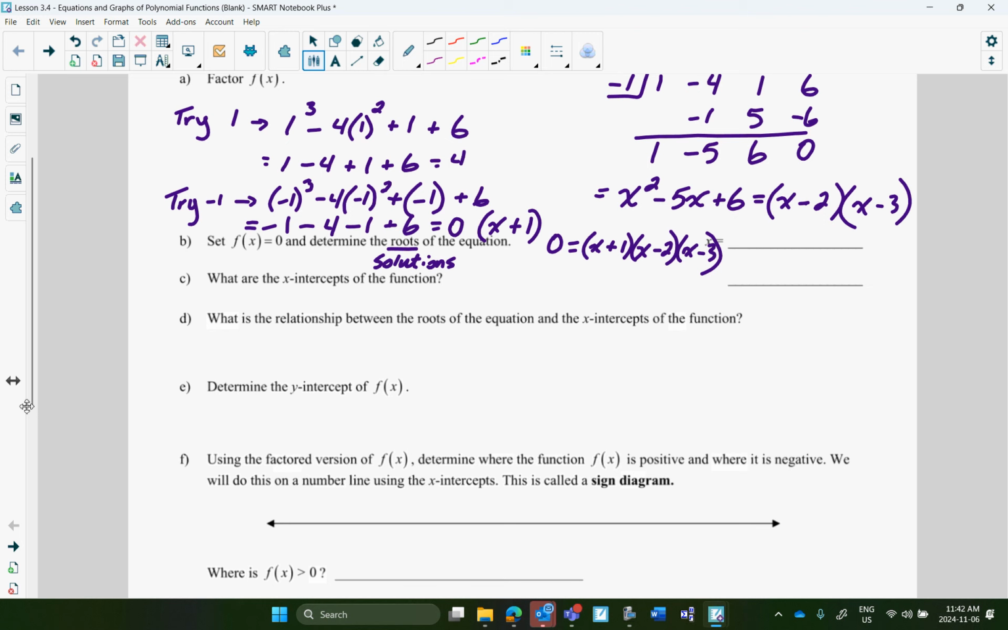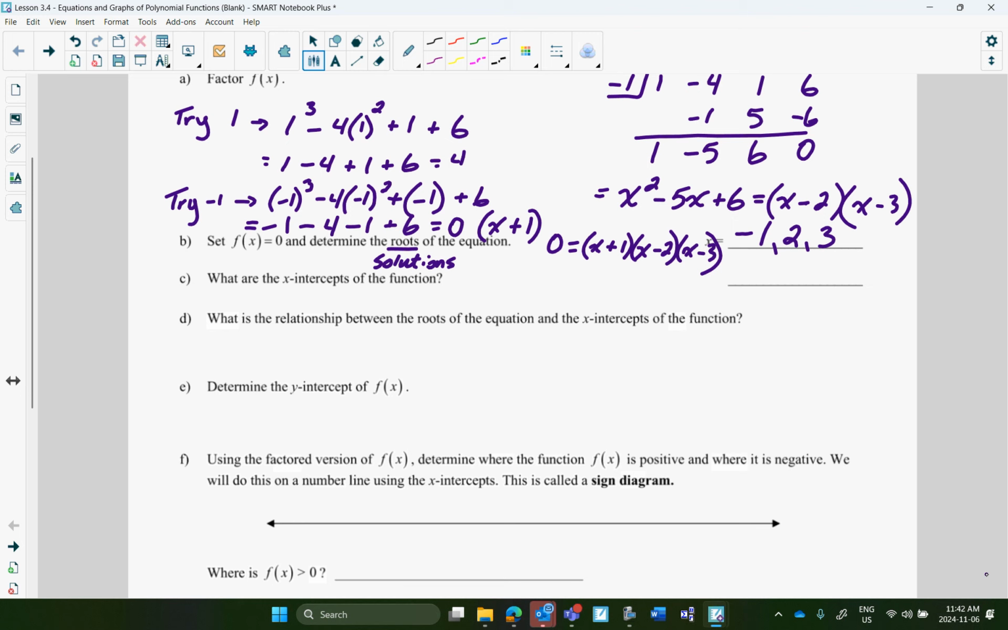What value of x would make this 0? That's a solution. Because negative 1 times whatever these are, or sorry, this is going to become 0. It doesn't matter what these are. The whole thing's 0, and that's an answer. Plus 2 and plus 3. So that's how we solve a third degree if it's in factored form like that.